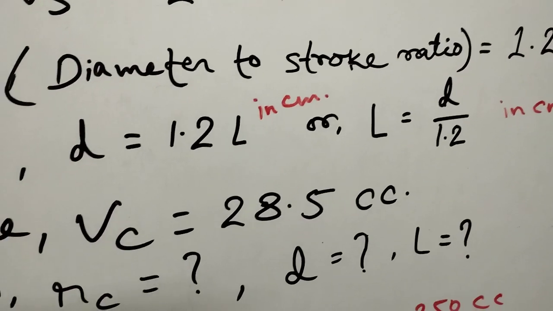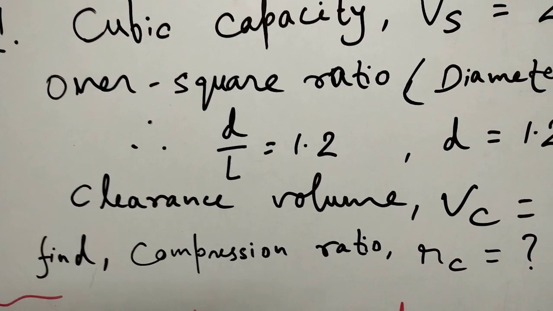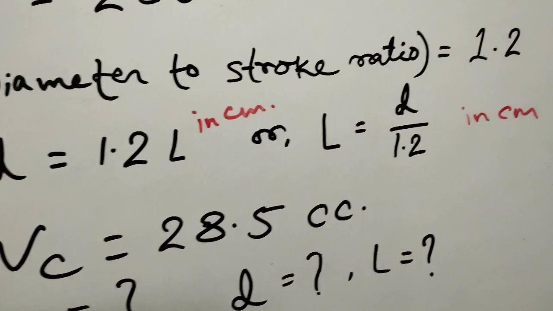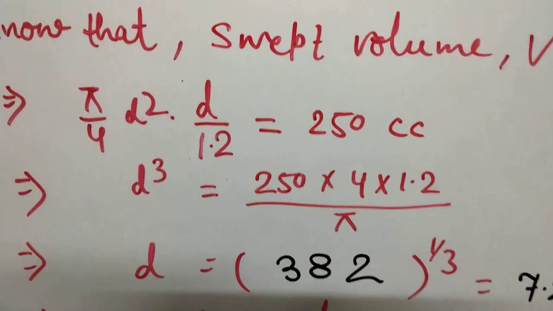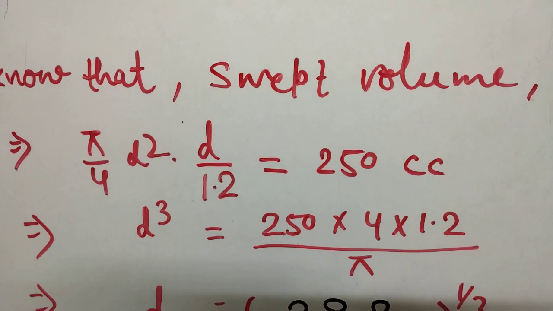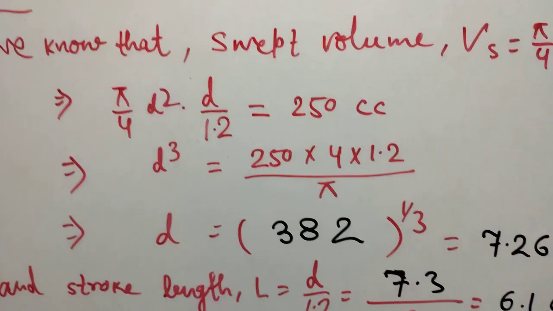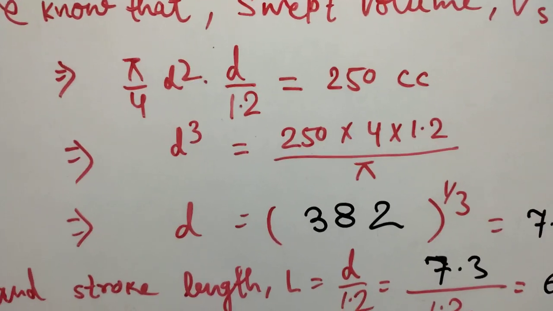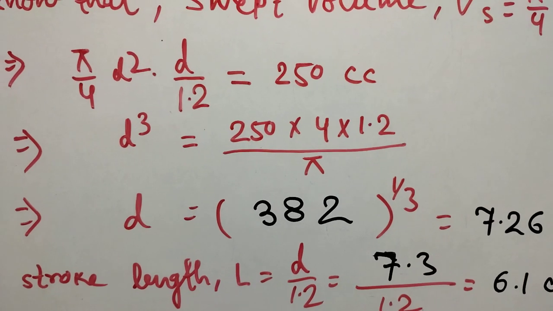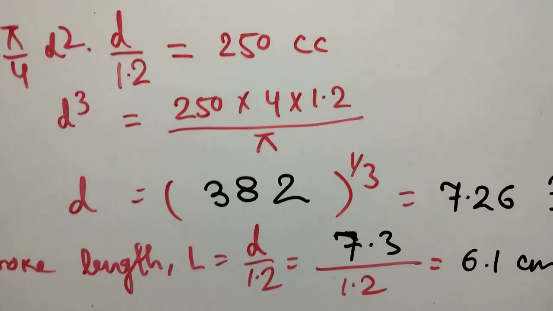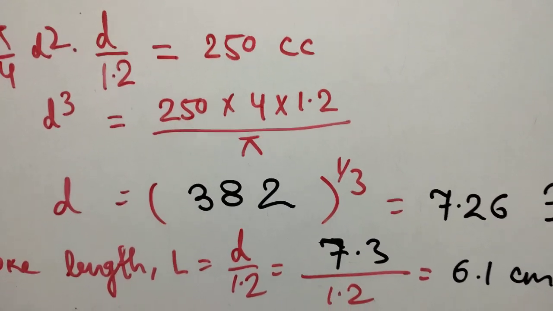This is the ratio of the diameter to stroke length, d by L equal to 1.2. Now we replace the value, L equal to d by 1.2. Therefore, pi by 4 d square into d divided by 1.2. Rearranging the equation, d cube equal to 382, and therefore d equal to 382 whole power 1 by 3.